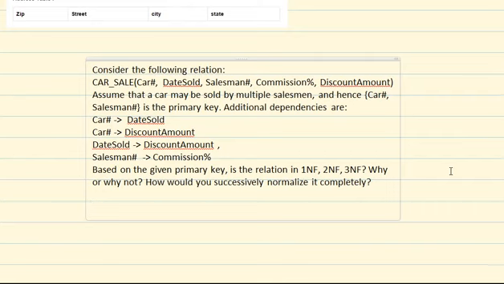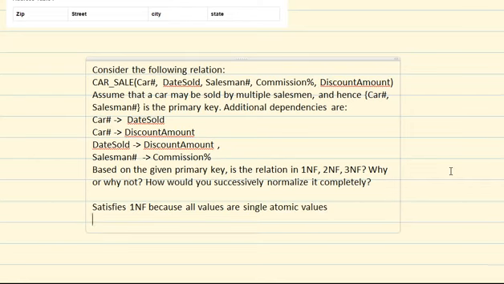As you can see, this relation is in 1NF because all the attributes are single and atomic values. So let's write this down. Satisfies 1NF because all values are single atomic values.